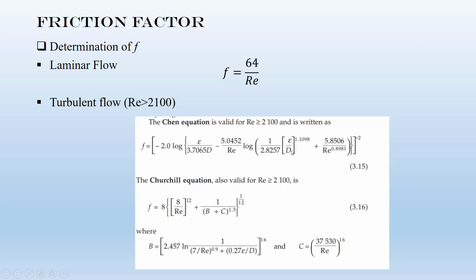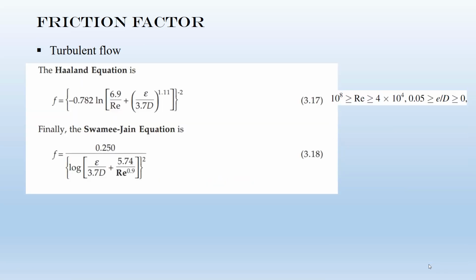Epsilon is the roughness, and epsilon over D is the relative roughness. In the Churchill equation, you need to find C and B, and both C and B depend on the Reynolds number and relative roughness. In addition to these two correlations, you can use other correlations as well. For example, you can use the Haaland equation, which is valid for this Reynolds criteria, and some other equations. If you search, you can find several different equations to find the friction factor.